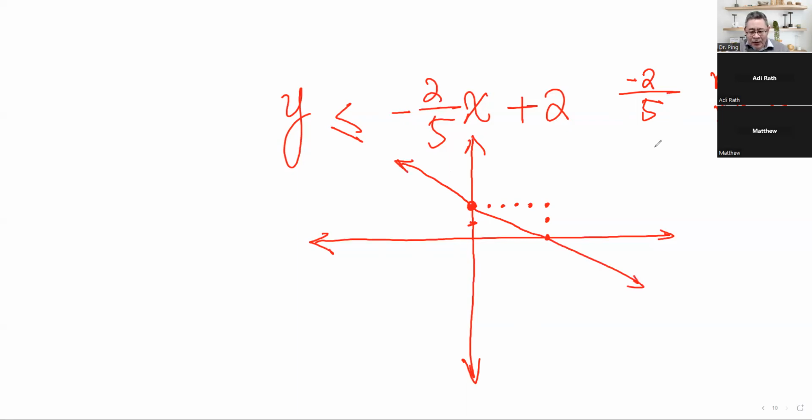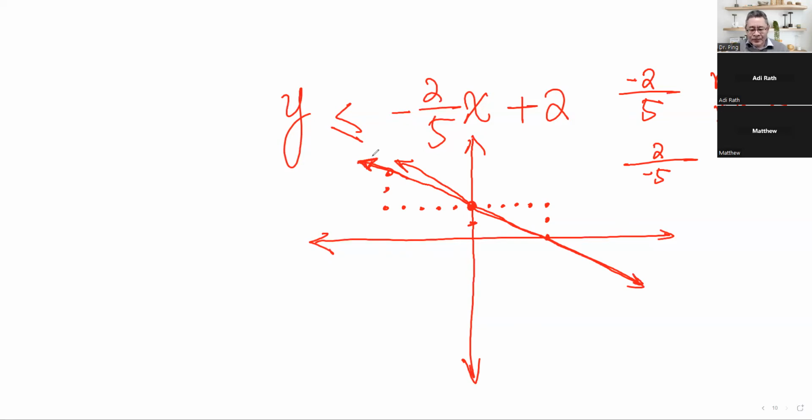Or we can look at this as 2 over -5. That means we go to the left by 5: 1, 2, 3, 4, 5. Then I go up by 2, 1, 2. So that should be the whole graph like this. Because I'm hand drawing it, it's not accurate.